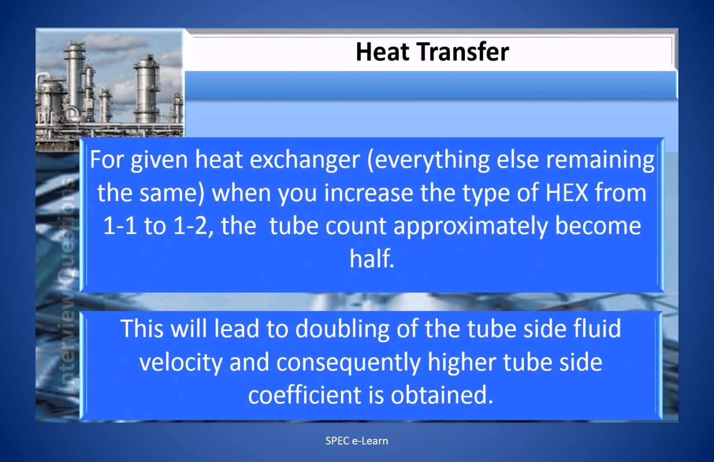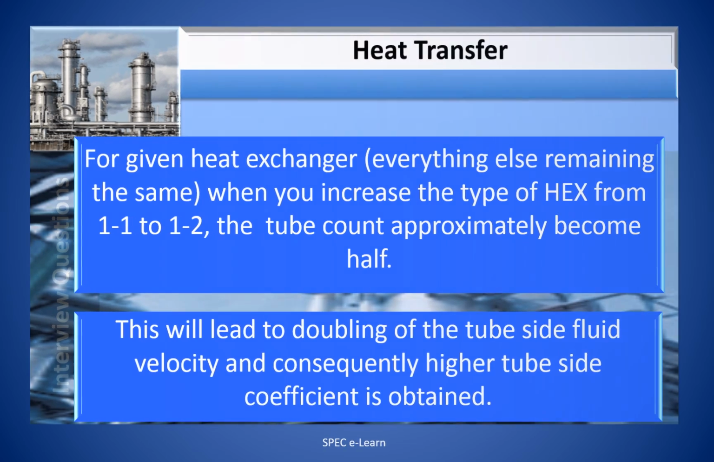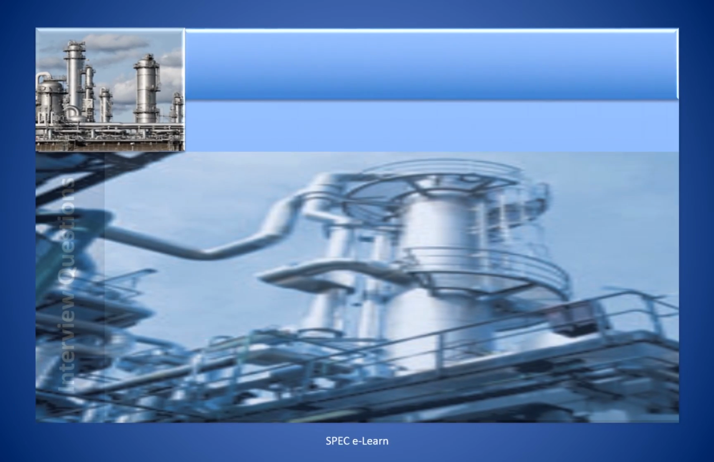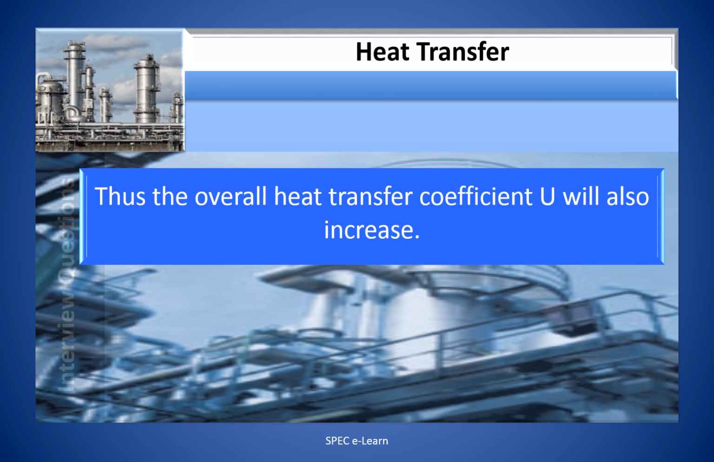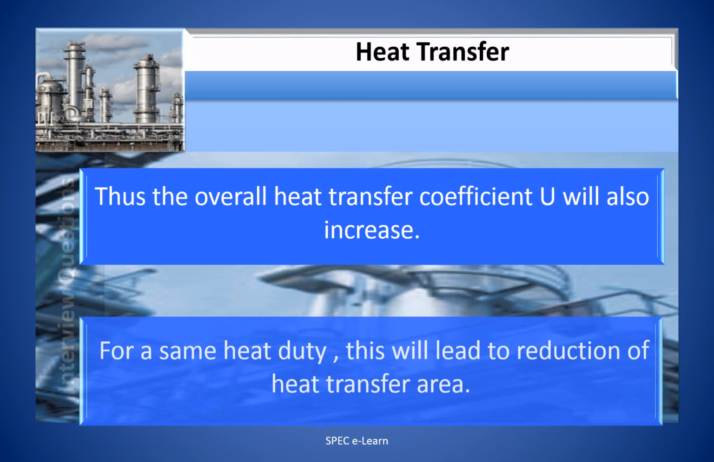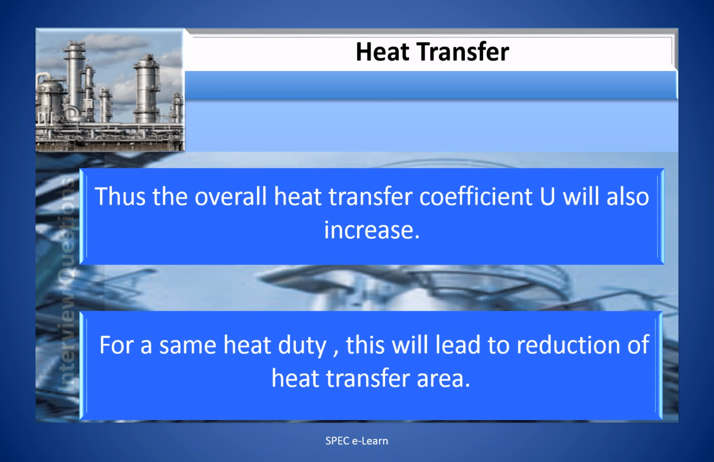For a given heat exchanger, everything else remaining constant, when you increase the type of heat exchanger from 1-1 to 1-2 type, the tube count approximately becomes half for each pass. This will lead to doubling of the tube side fluid velocity and consequently a higher tube side coefficient is obtained. Thus, the overall heat transfer coefficient U will also increase. So, for the same heat duty, this will lead to reduction of heat transfer area.